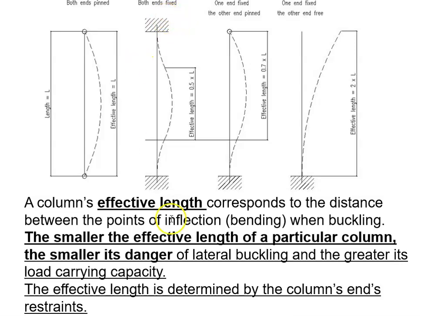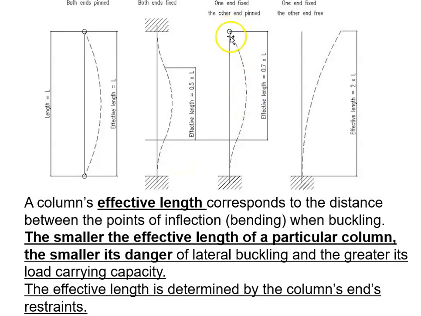However, if we fix both ends, and this hatching is a common symbol for a fixed end, so here the bottom is fixed, and those little circles are the pins. Here, fixed top and bottom is a more rigid connection, so the effective length equals 0.5 L. So it is half. This column, because of those end restraints, has an effective length that is half of this column. That will improve its performance.